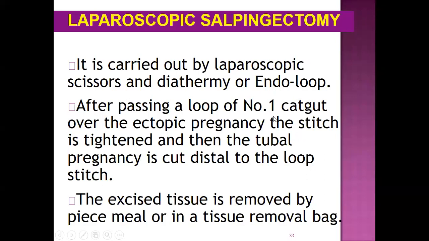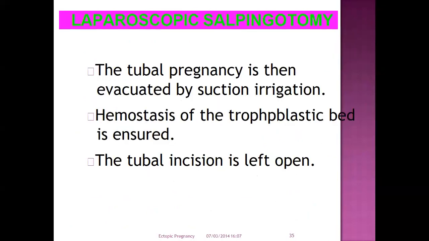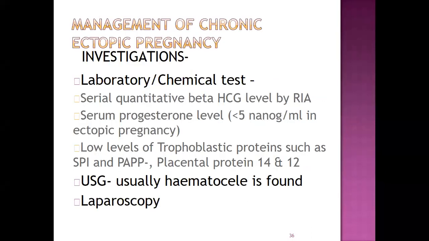After passing a loop through a loop, we pass a catheter with a stitch and then we cut the tube. In the laparoscopic procedure, obviously there is reduced blood loss, and the patient can go home early and mobilize early. When we cut the tube, we can suck out the remaining portion by suction irrigation, hemostasis of the trophoblastic bed is ensured, and the tubal incision is left open. Now, all the same tests are done.